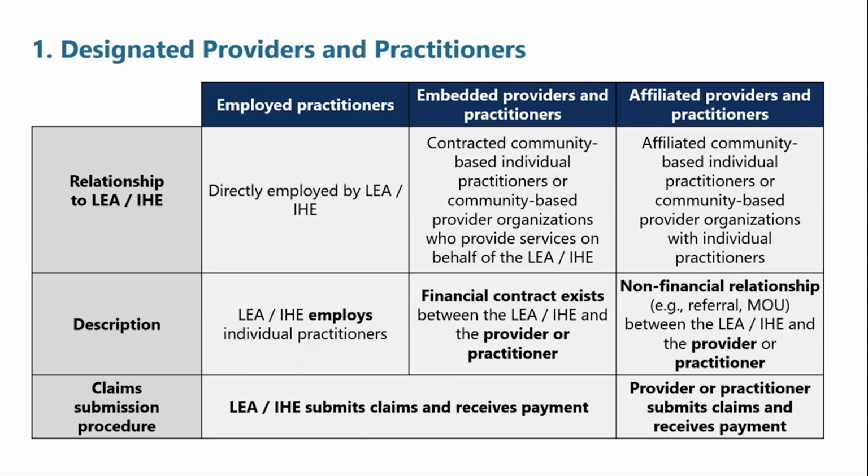Let's start with a high-level view. LEAs and IHEs must designate the individuals or organizations who will deliver services under the CYBHI Fee Schedule program. These are categorized as embedded, employed or contracted directly by the LEA or IHE; affiliated, not directly employed or contracted, but referred to by the LEA or IHE. Whether embedded or affiliated, all designated providers and practitioners must be listed on the SPI roster, meet credentialing and enrollment requirements, which we'll explore next.